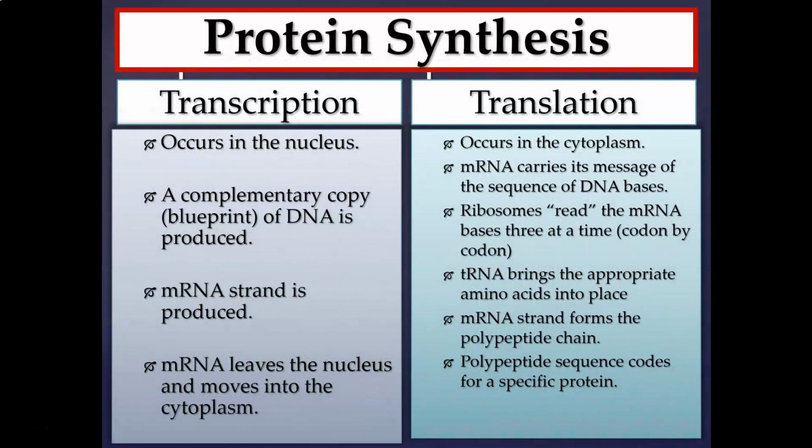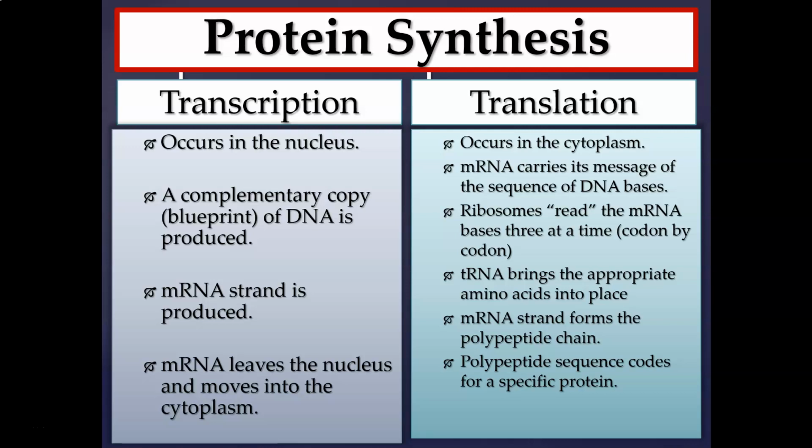All right, so here are the two steps right next to each other. Transcription is occurring entirely in the nucleus of the cell. It results in a complementary copy or blueprint of DNA, and from this DNA template, that's how the messenger RNA strand is produced. The messenger RNA strand will leave the nucleus and travel out into the cytoplasm.